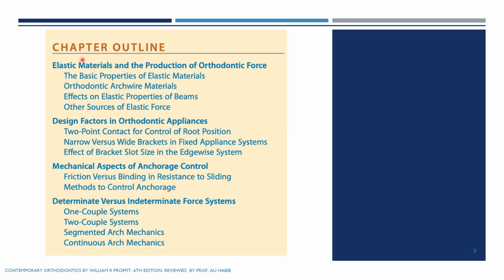It consists of 4 parts. The first one is about the elastic materials and how we can produce orthodontic forces, like the physical properties or basic properties of wires in specific, and then design factors in orthodontic appliances, mechanical aspects of anchorage control, and finally determinate versus indeterminate force systems. And I'm going to do it in maybe 3 or 4 parts.